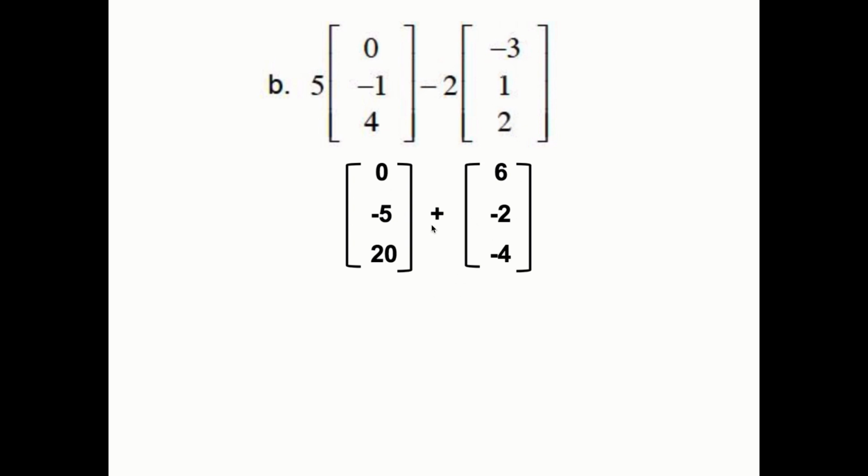Hopefully that makes sense. So then I can add these matrices. So 0 plus 6 is 6. Negative 5 plus negative 2 is negative 7. And 20 plus negative 4 is 16. And that is it.